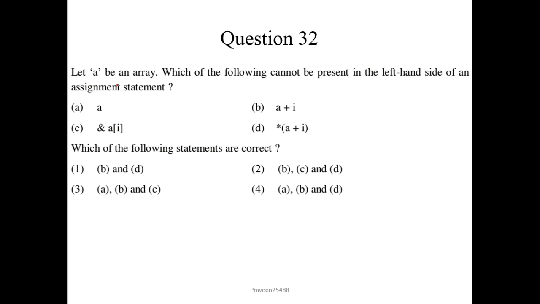Question number 32. Let A be an array. Which of the following cannot be present in the left hand side of an assignment statement? So A plus I, A of I, star is pointer, A plus I. So only this we can represent left hand side. A, B and C cannot. So third one is the correct.